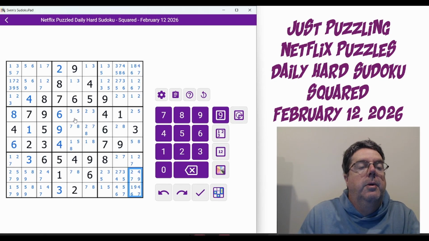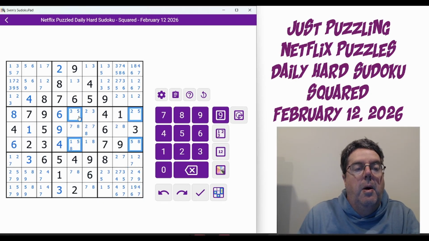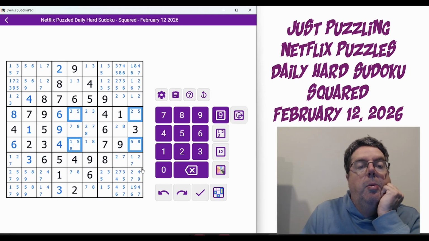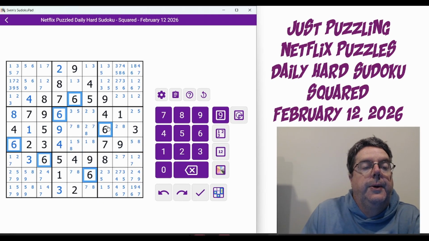Alright, so reason being is if this is 5, this is a 5, this is a 5, and this is a 5, then 5 has to be either here or here or here or here. That means it can't be anywhere else in the column. Okay, so did that help? Don't know. So 5's there. 6 can be in those. 6 can be in that. 6 is there.